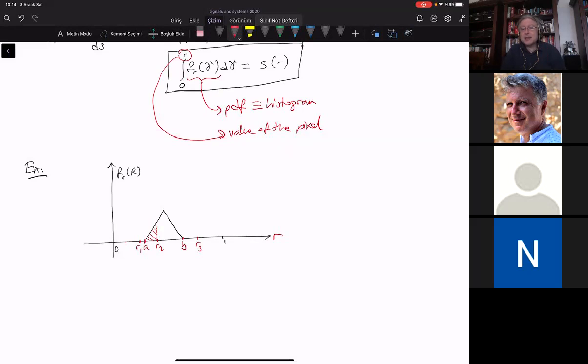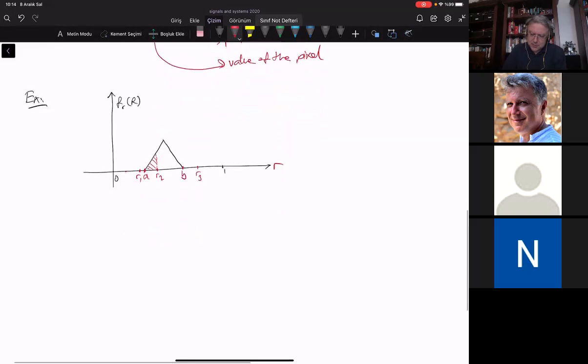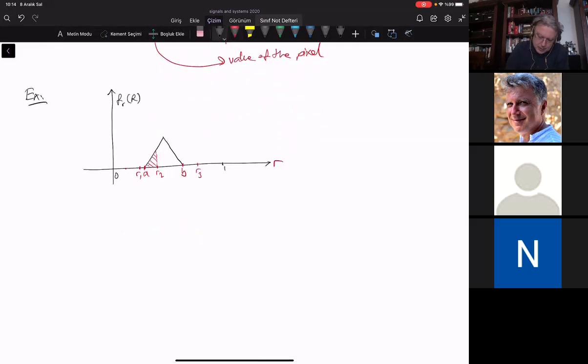Now we have equalized the PDF. We haven't equalized the histogram yet. But histogram equalization from here, for the discrete histogram case, is simple.